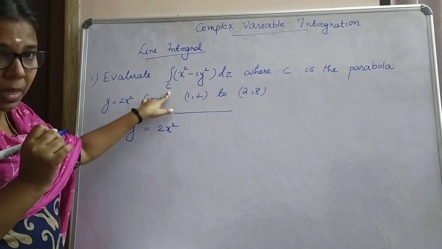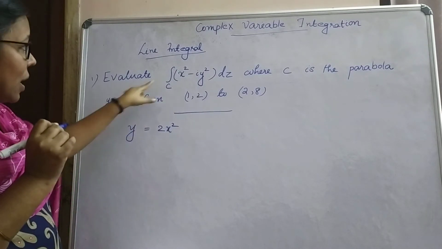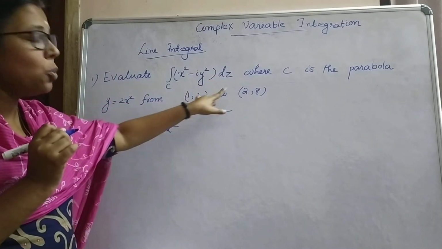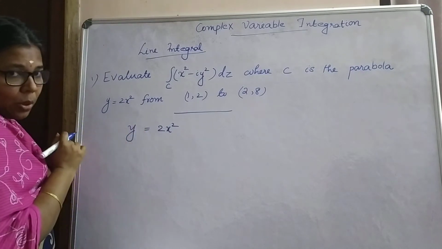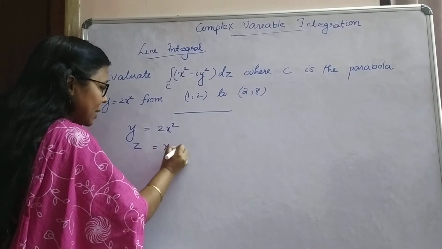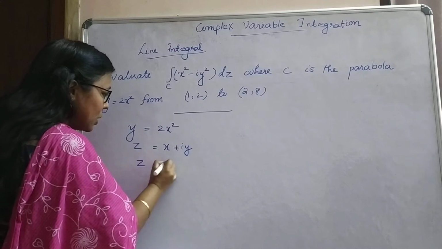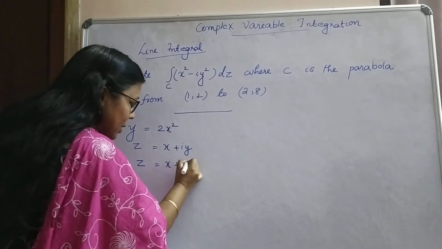Here c is the path. It is a parabola y equal to 2x square. We have to integrate this from 1 to 8. Given c is y equal to 2x square. Also we know that z equal to x plus iy. So z equals x plus i into y, where y is given as 2x square.